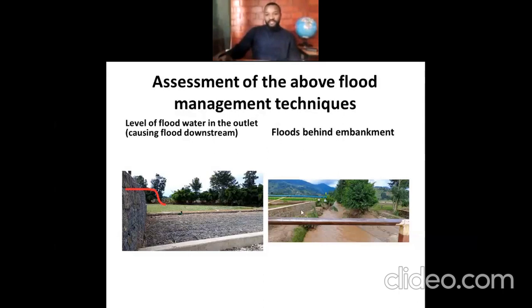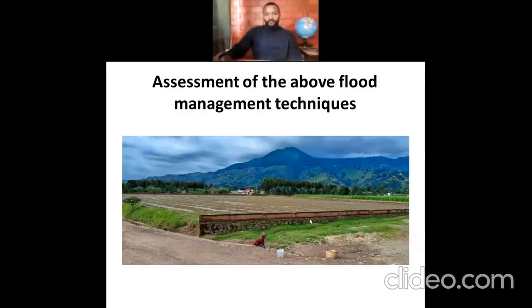Here, the embankment, as I said, is here, but the water has been able to divert from where there is no embankment behind here, and it was able to flood the farms behind the embankments. You can see the embankment is like here, but then the farm that is here is also flooded because of diversion of flood water from where there is no embankment.